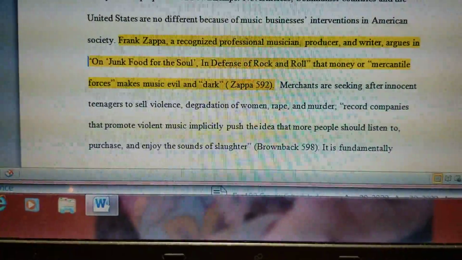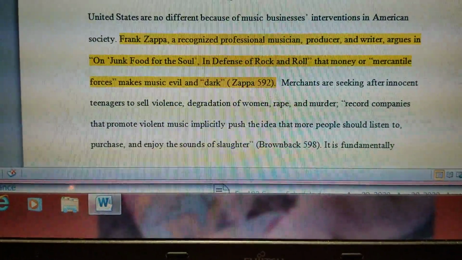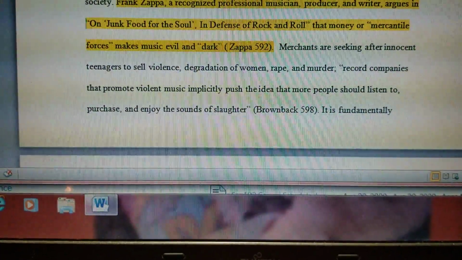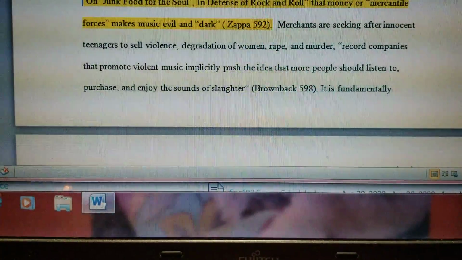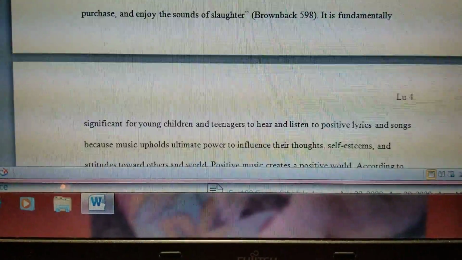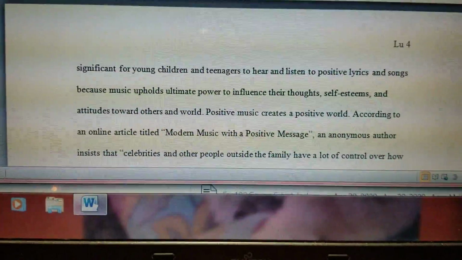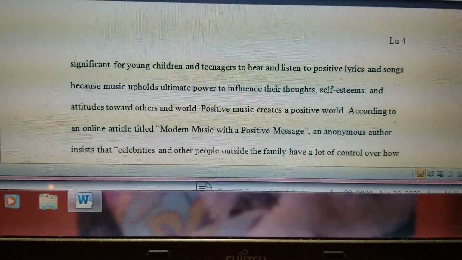Merchants are seeking after innocent teenagers to sell violence, degradation of women, rape, and murder. Quote, record companies that promote violent music implicitly push the idea that more people should listen to, purchase, and enjoy the sounds of slaughter, and that's from Brownback. Then she goes on to show, and now is the start of her ideas for solutions.